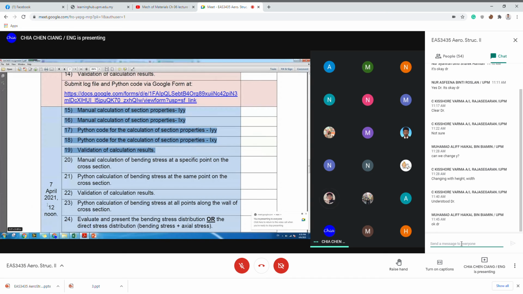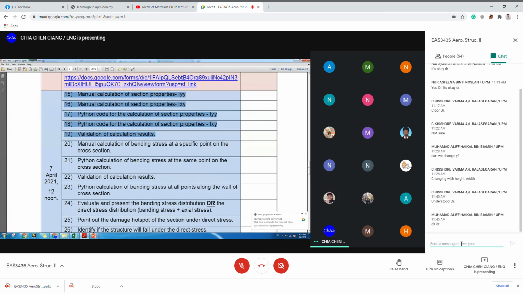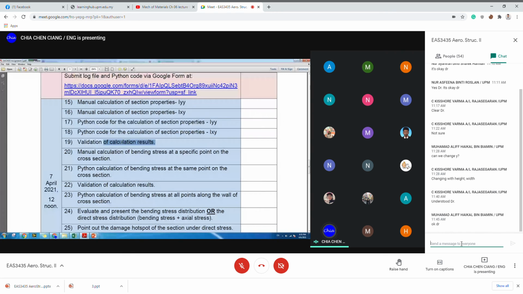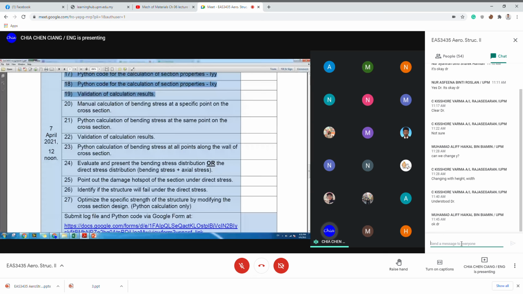Okay, alright, understand. I suppose you finished already this one. I suppose you are doing this part. Struggle with this part. This part is considered easy. Structure 1 is easy, so I suppose you finished already. So you can submit tomorrow.